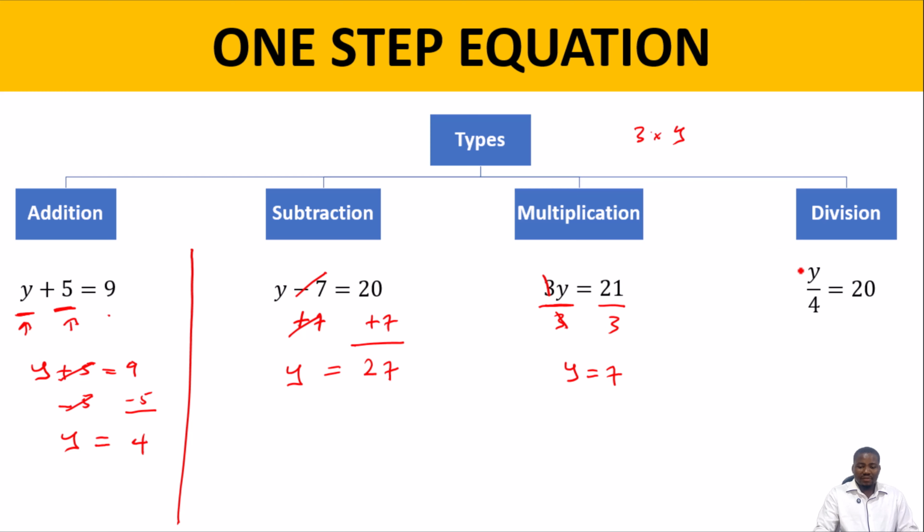So we also have the division one-step equation, where we have y divided by 4 giving you 20. Now we have to say y over 4 equals 20. Now we multiply both sides by 4. Now this 4 will cancel this 4 here. We have y equals 20 times 4, which is 80.